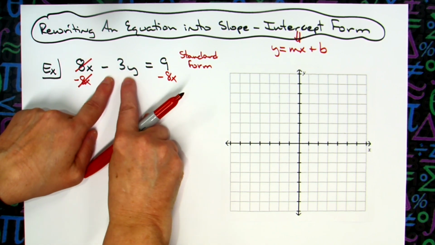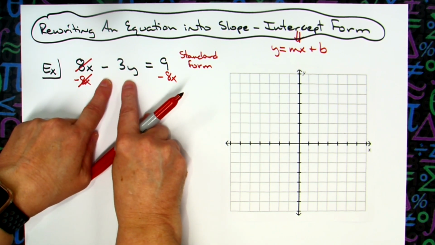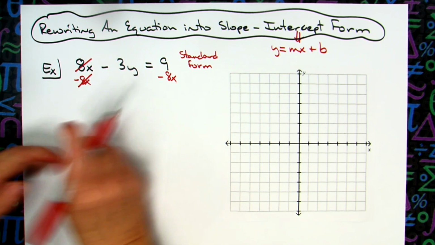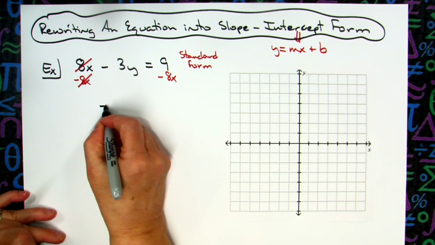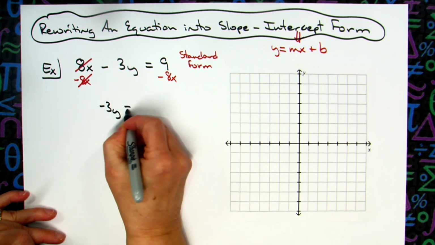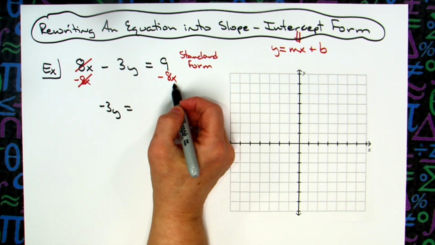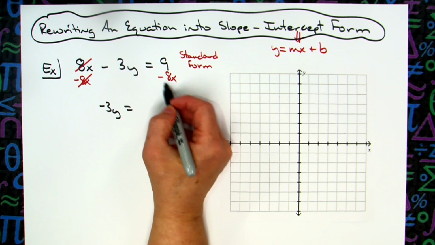Now, what's left over here on the left-hand side of the equation? It's a negative 3y, so we can't drop that negative. So then I'm going to have a negative 3y. I'm going to have my equal sign. Now, I've got a 9 minus 8x. Are those like terms? They're not like terms. So I can't add or subtract those.